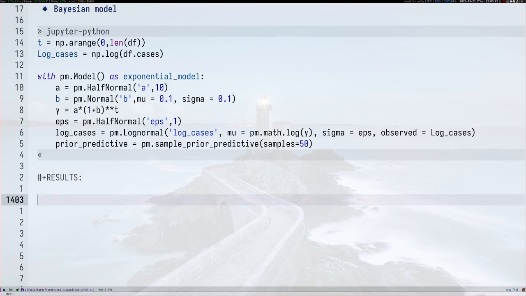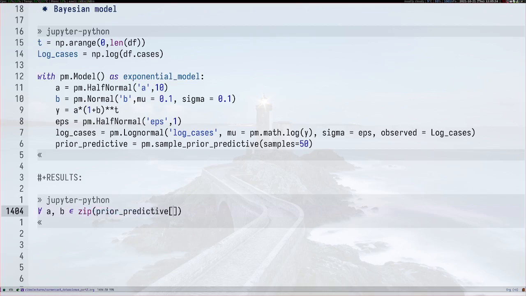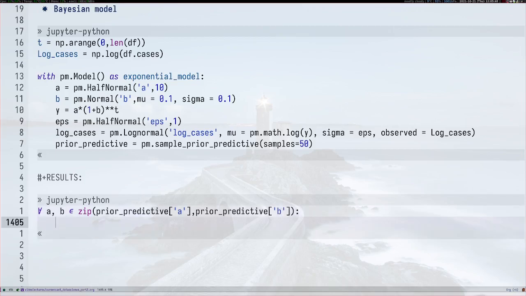So then we're going to plot our prior predictive for A, B in zip. I'm going to explain in a second what zip does exactly. So we have prior predictive for A, and we have prior predictive for our variable B. So now we know that Y is equal to A times, this is simply replicating our model, (1 plus B) to the power T.